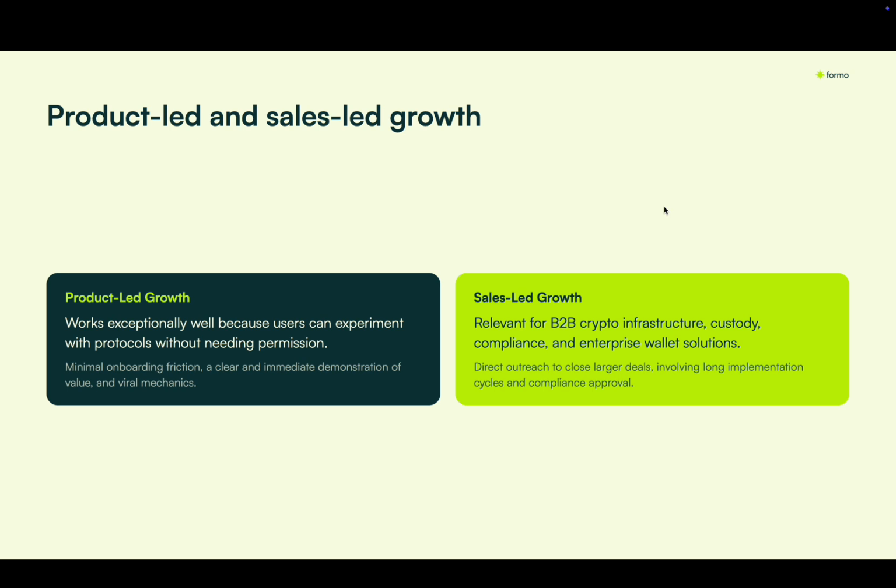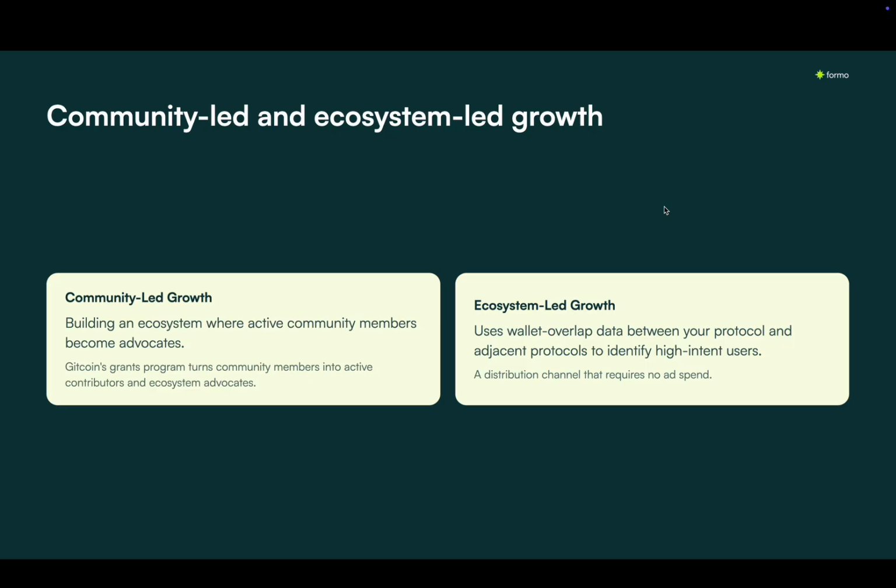Sales-led growth is more relevant for B2B crypto infrastructure, custody, compliance, and enterprise wallet solutions. That motion relies on direct outreach to close larger deals, often with longer implementation cycles and compliance approval.